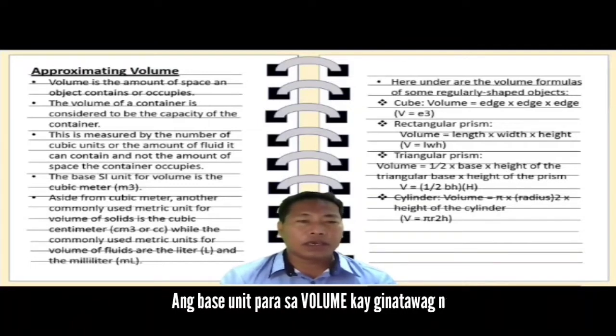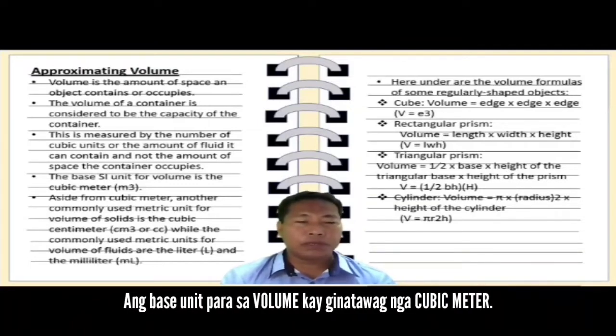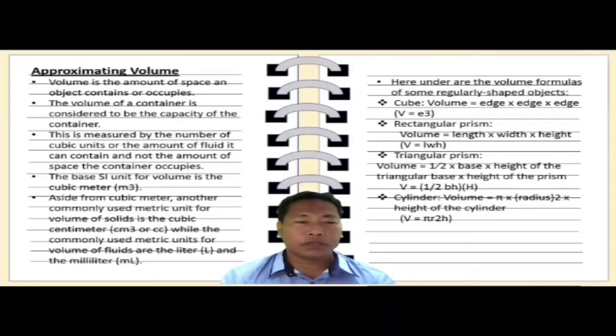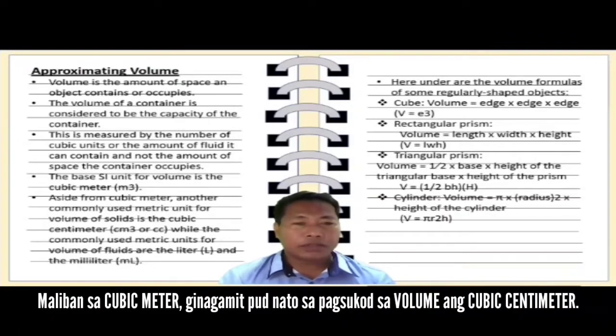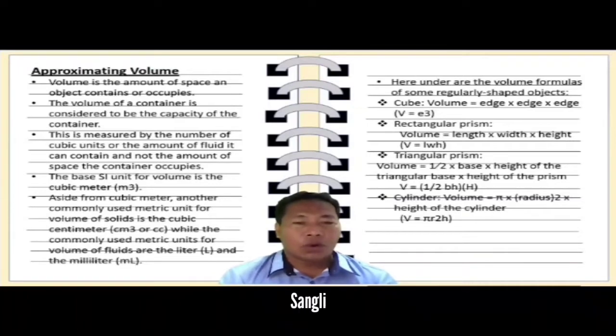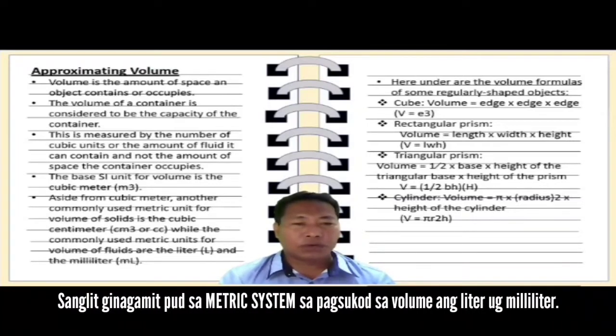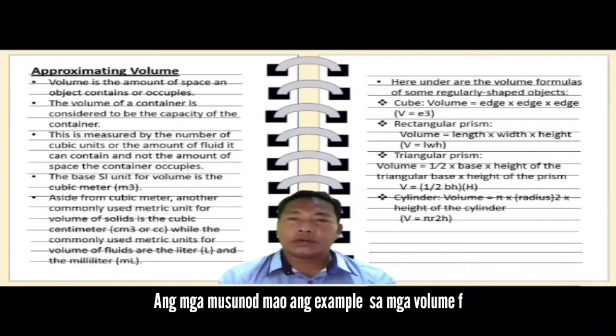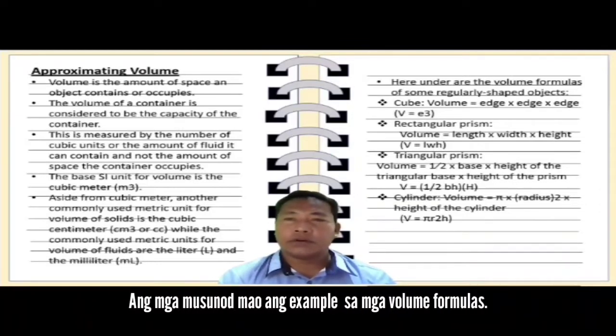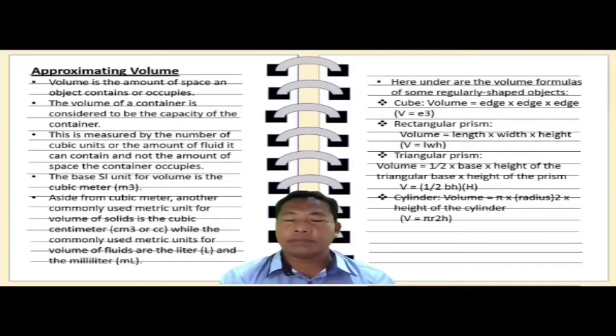The base SI unit for volume is the cubic meter, or m³. Aside from cubic meter, another commonly used metric unit for volume of solids is the cubic centimeter, or cc. While the commonly used metric units for the volume of fluids are the liter and the milliliter, or mL or L. Okay? Now, here are the volume formulas of some regularly shaped objects.